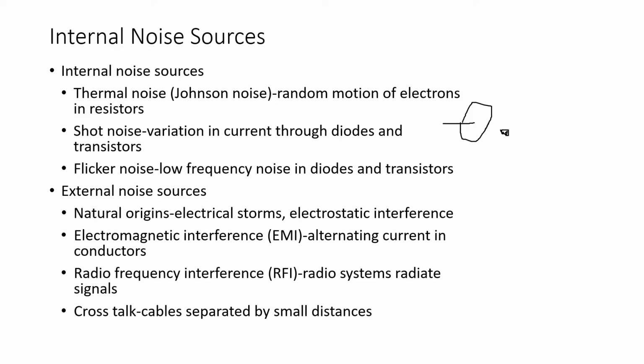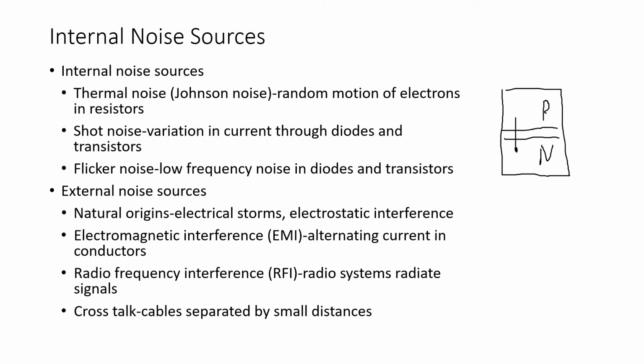Now, another source of internal noise is shot noise, and shot noise is due to the variation in current through diodes and transistors. So we think about a simple PN junction as we would find in a diode or in a transistor, and of course we've got some P material up here, we've got some N material down here. And as we've talked about in previous presentations, electrons are flowing through this PN junction.